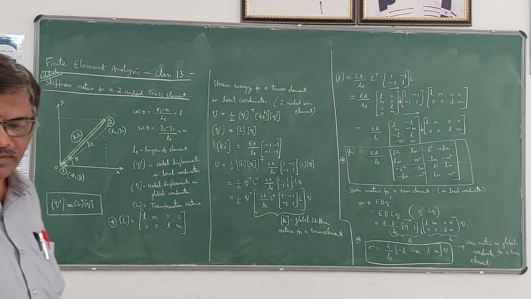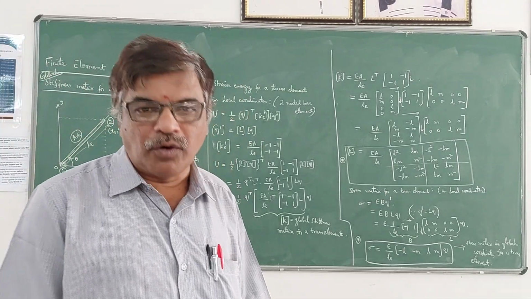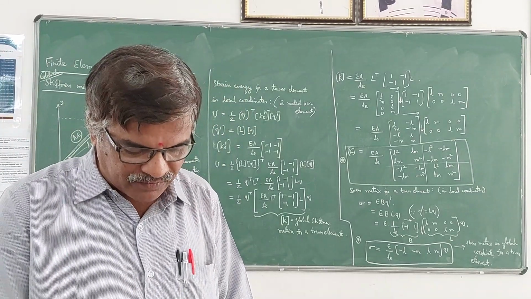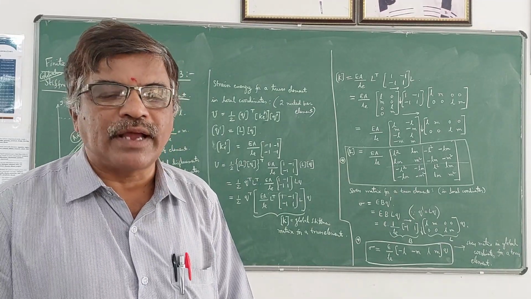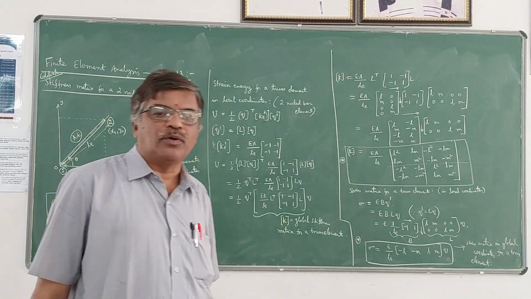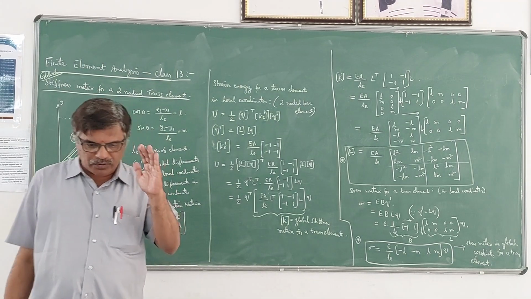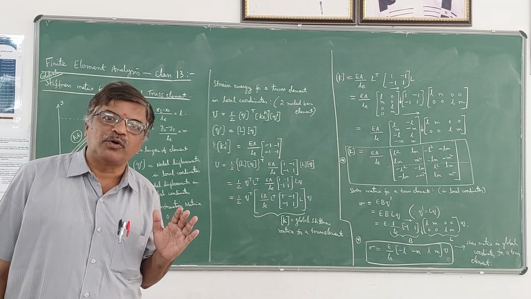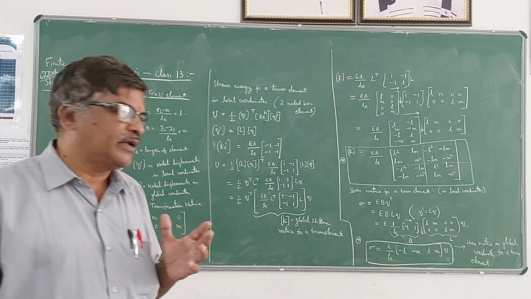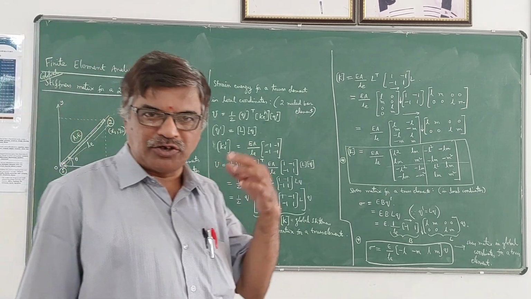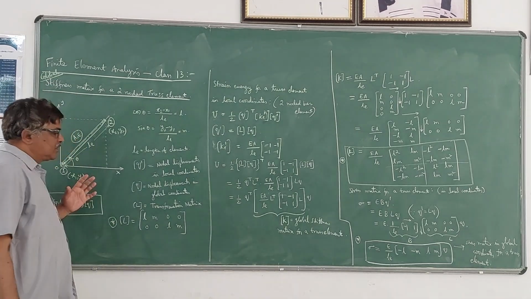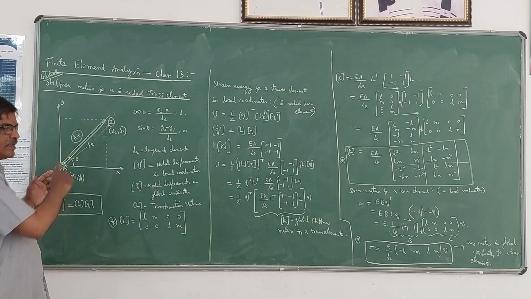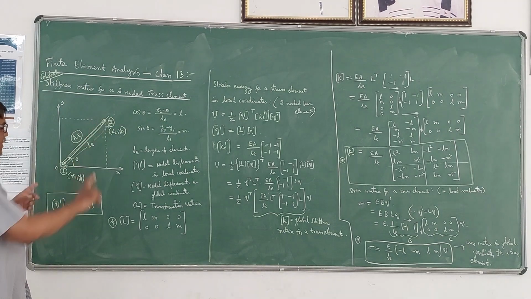In this class, I will explain how to develop a global stiffness matrix for a truss element. In the last video, I explained how to get the stiffness matrix for a two-noded bar element with 1 degree of freedom at each node. Here, I will take a truss element in general with some inclination with the x-axis.